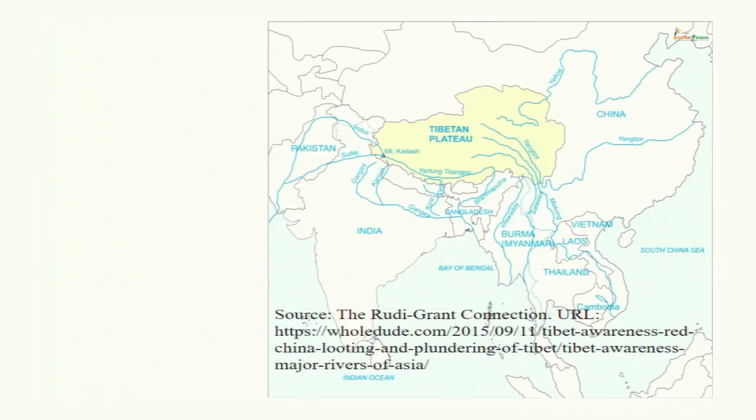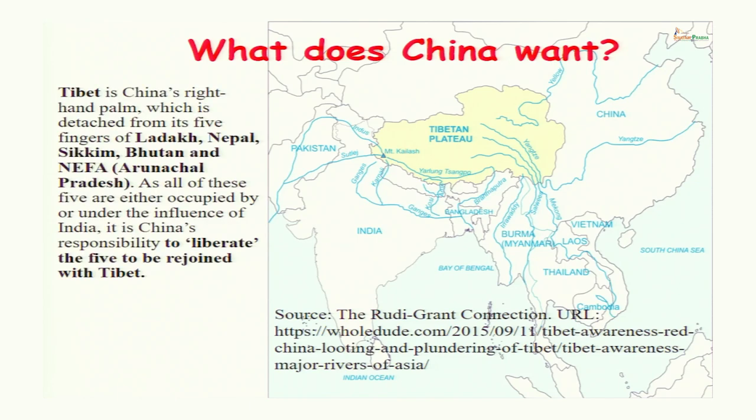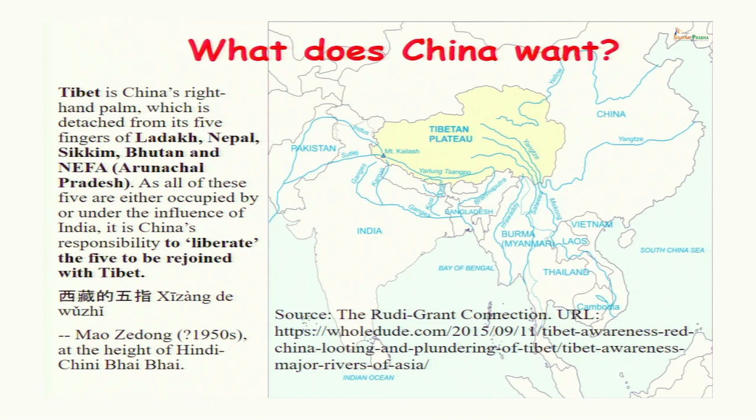So this is China and the Tibetan Plateau. We'll start with the Trans-Himalayan strategy, and the most important, the pivot of the Trans-Himalayan strategy, is Tibet. Now the question is, what does China want? This is reflected in a particular statement given by Mao Zedong. It was somewhere in the 1950s, although he had mentioned something similar in the 1940s. But it is not part of any official records of China. These are all reported by various scholars.